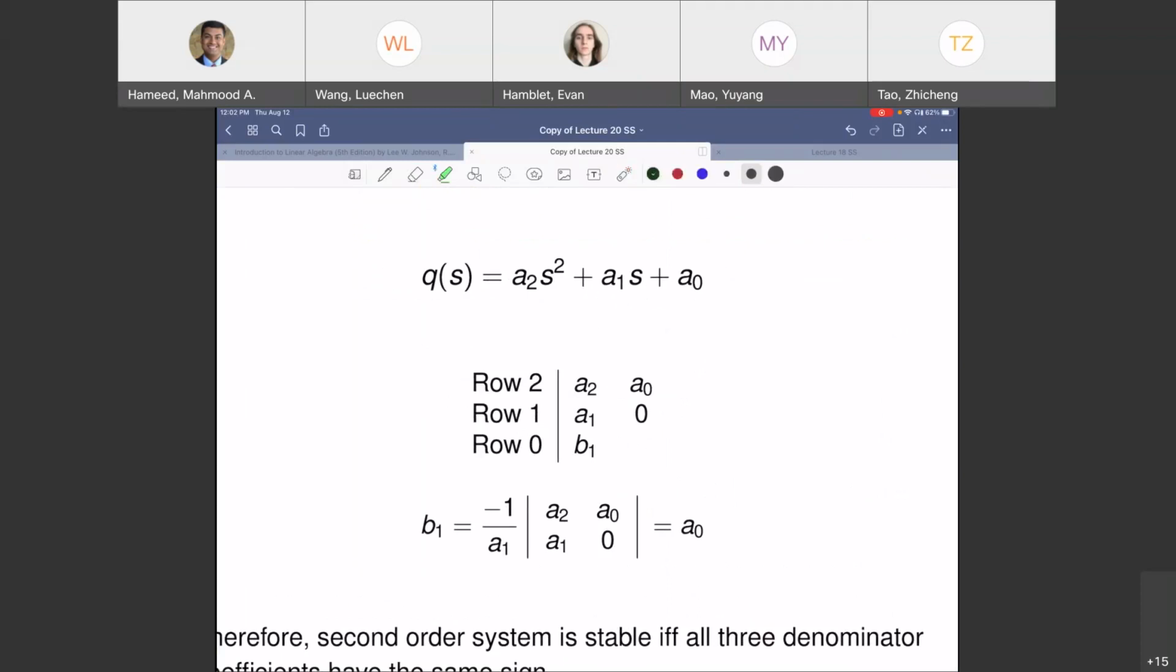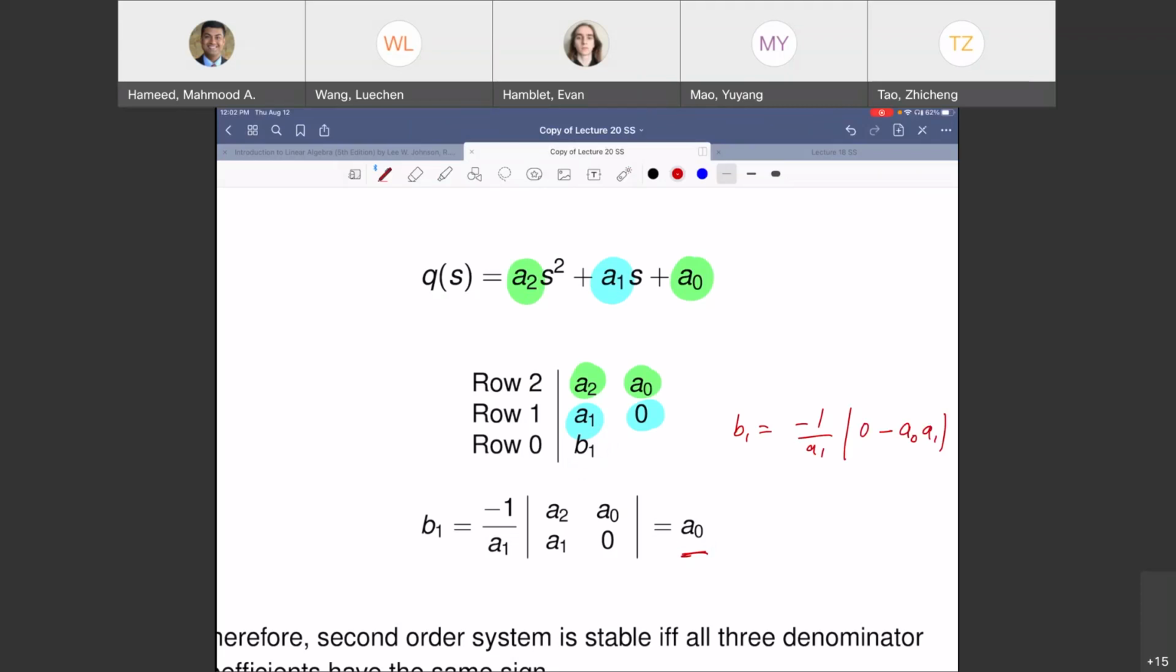What are the first row? A2, A0, that's it, right? There are only two of them. In the next one, I have A1, nothing, A1, 0. I only need to find B1. What is B1? B1 will be equal to A0 in this case. Why? B1 equals -1 divided by A1, and then the determinant of, what is that? A2 times 0, that's 0, minus A0 times A1, right? A1 will cancel out, you will be left with just A0.